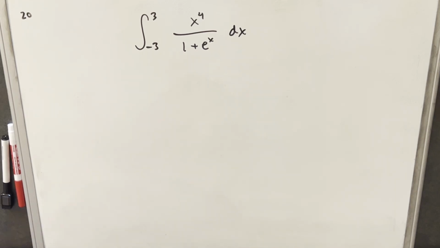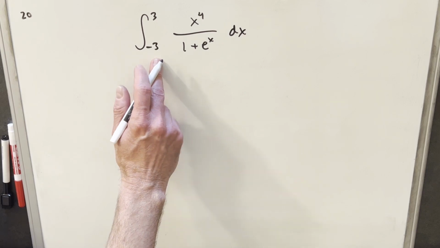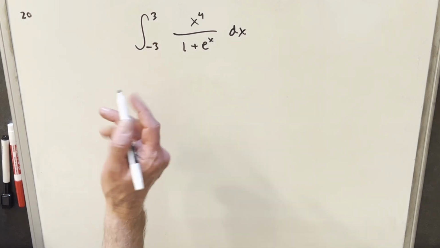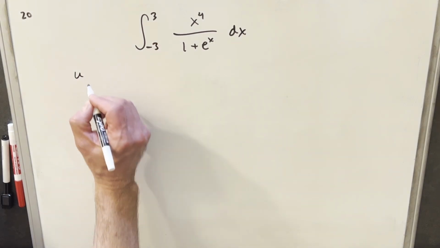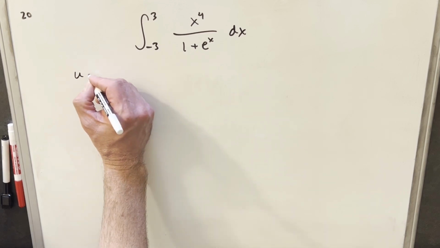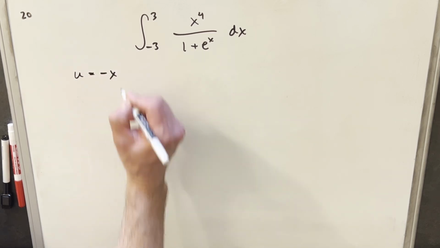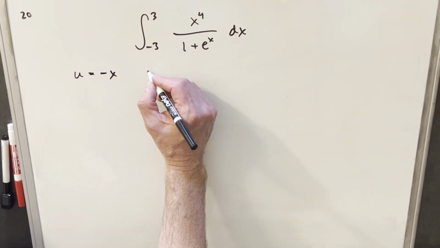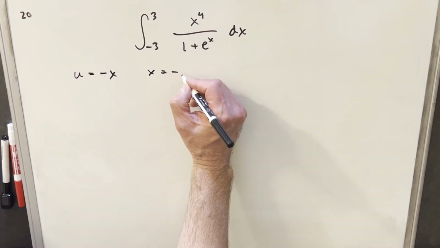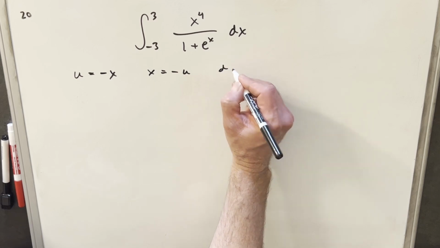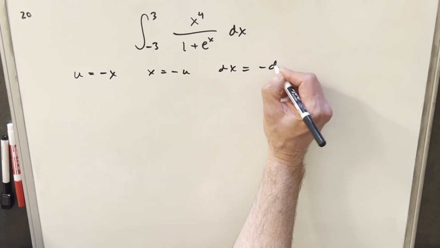And that's what I'm going to do. We're going to just use that. I'm going to make a substitution, adding the two bounds together. 3 minus 3 is 0, so we can look at it as 0 minus x, or just make our substitution u equal to minus x. And then from that we can see that x is going to be equal to minus u and dx is going to be minus du.